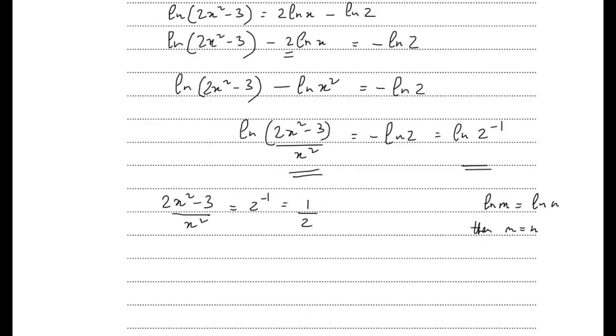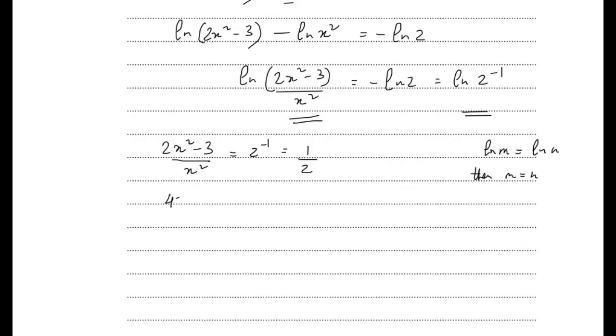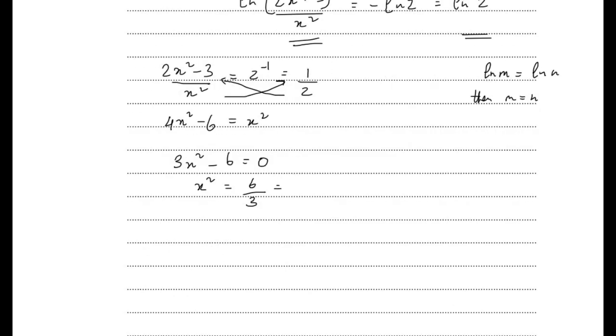Now we just simplify, so I'm going to cross multiply: 4x squared minus 6 is equal to x squared. I have taken the x squared up there and the 2 is multiplied here. So I have 3x squared minus 6 is equal to 0. x squared is equal to 6 over 3, which is 2. You can either put it in your calculator or do it manually. So x must be plus or minus root 2.